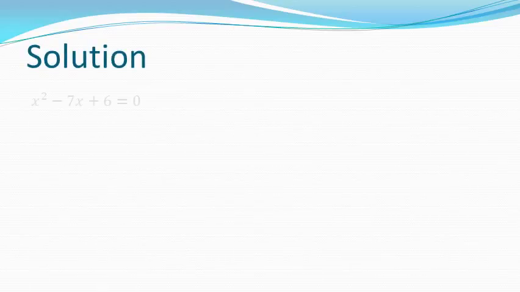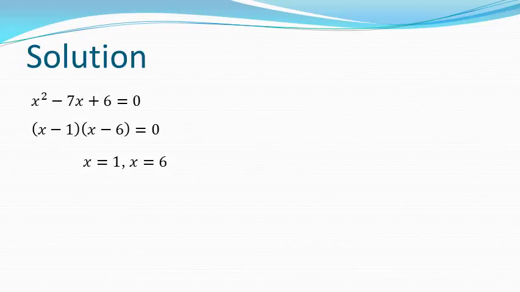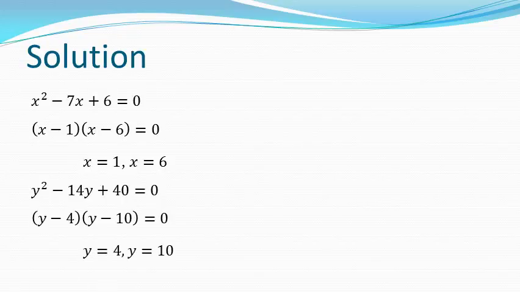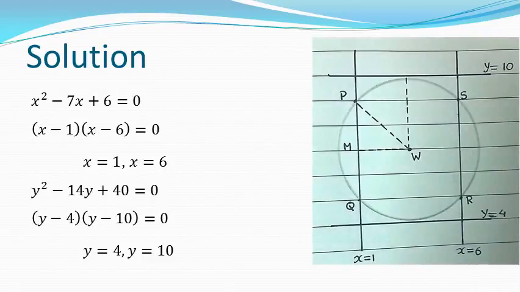Well, let us look at the first pair. So we have x squared minus 7x plus 6 equals 0. We can factor it like this. So we find that we have two vertical lines, x equals 1 and x equals 6. From the second pair, on factoring we get this, which means we have two horizontal lines, y equals 4 and y equals 10. We can now draw a diagram like this.